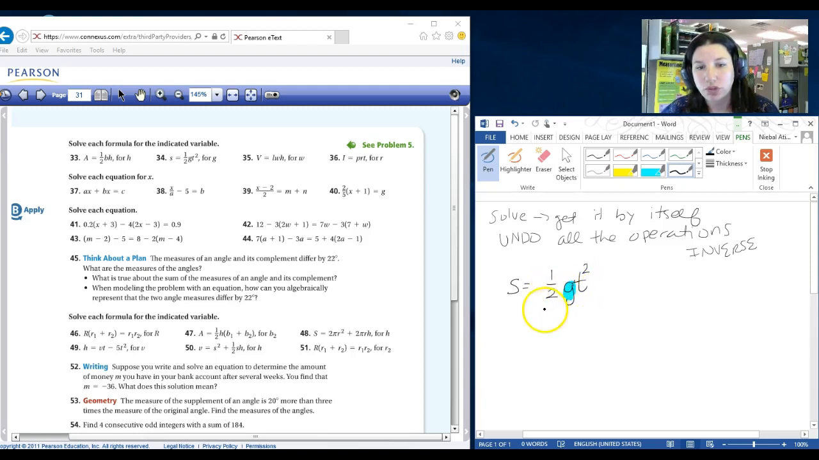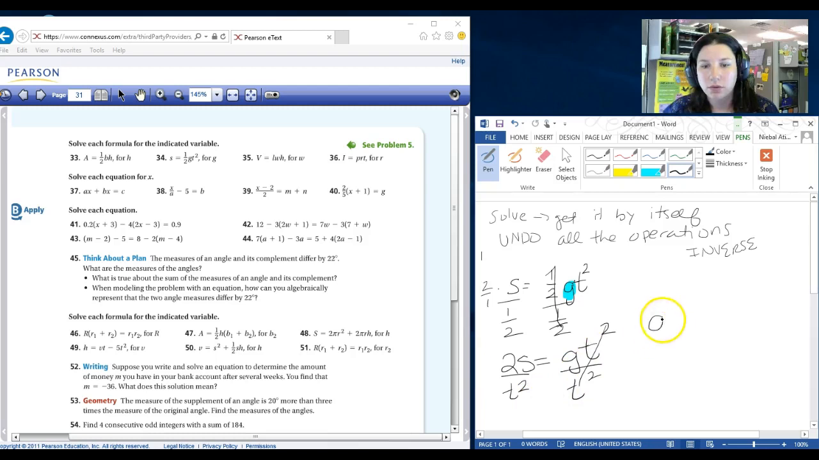So 1/2 times G, the inverse of that, the opposite of that, is divide by 1/2. And again, you have to do it on both sides. Anything divided by itself is 1. And then S divided by 1/2 is the same thing as S times 2/1. So we get 2S equals GT squared. Now I have G times T squared. So I want to undo that. I divide by T squared. Anything divided by itself is just 1. I have to do that on both sides. So I get G equals 2S over T squared.